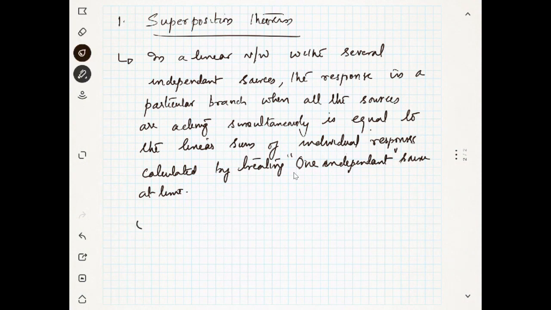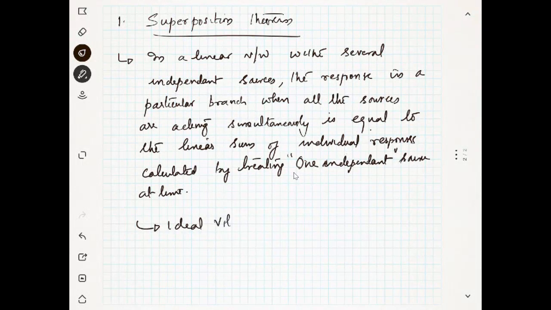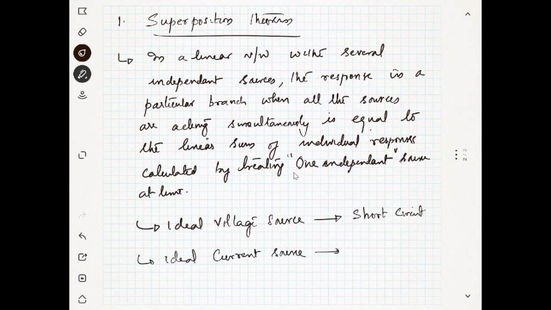If you have three ideal voltage sources and you want to remove two of them, how can you remove a voltage source? By short circuit. If you have an ideal current source, what you have to do? Open circuit. Yes, this is the basic idea you have to know.